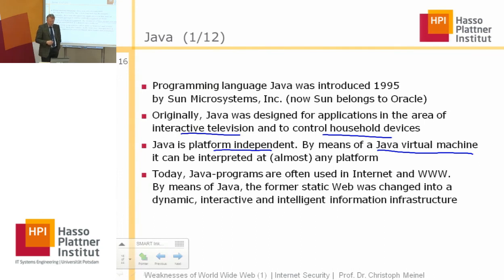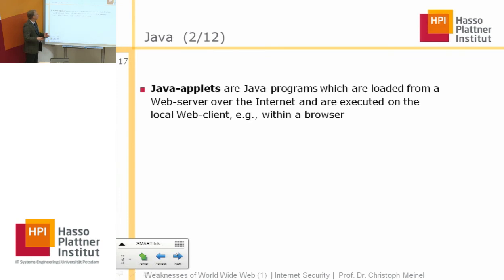Today, Java programs are often used for internet and web applications. The attractiveness of Java comes from the fact that in the beginning, the web was a very static thing. You have the HTML pages and they show something. But all the kind of interaction, all the kind of dynamic, intelligent applications and usage of the internet and World Wide Web can be implemented by means of Java programs. So Java is very attractive.